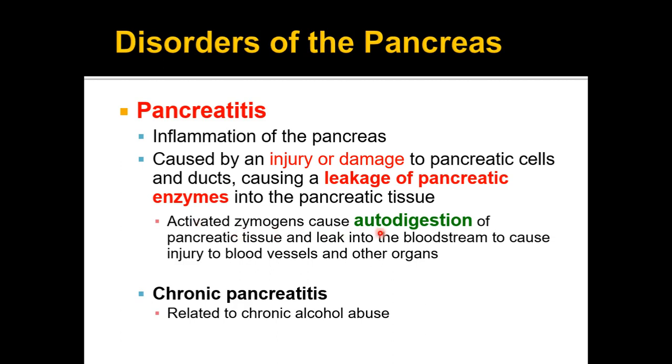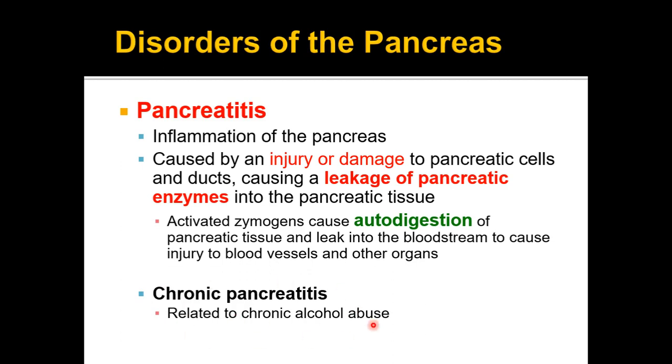So then we've got autodigestion of the pancreas, which will cause even more inflammation, which can cause even more injury and damage, which can cause even more leakage. And so this is a cycle of events that can lead to some pretty significant pancreatic damage. We can measure pancreatic enzymes in the blood if we suspect pancreatitis. So pancreatic lipase, pancreatic amylase, we can measure those from a blood draw, and that can help us clinically to determine if there's pancreatitis going on or something else going on.